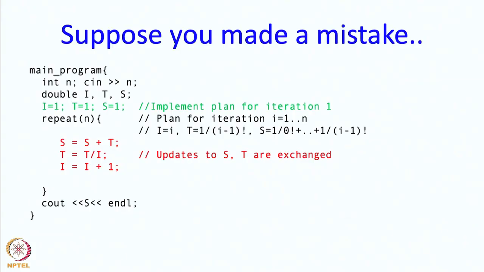In the last segment, we looked at how to translate manual algorithms into programs. We ran one program, and in this segment, we are going to see how we might recover if we make some mistake in writing the program. Okay, so here is an example.